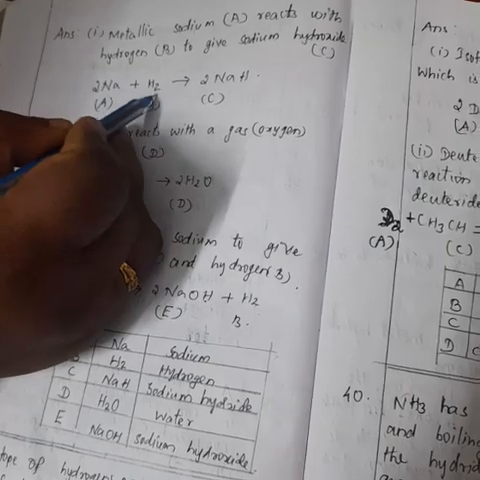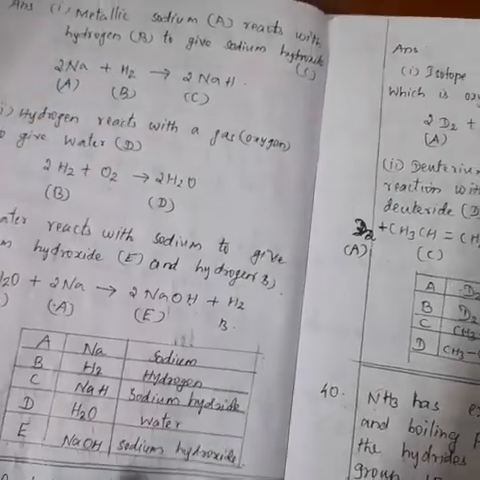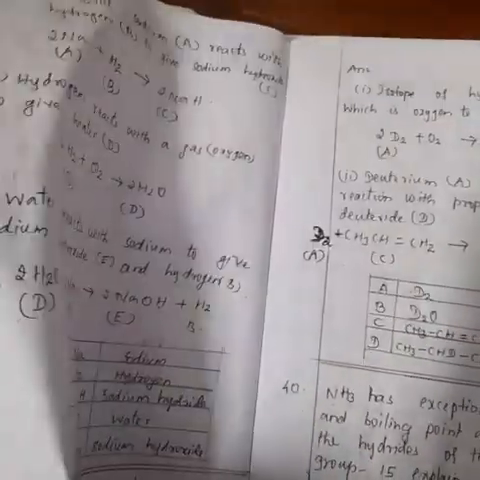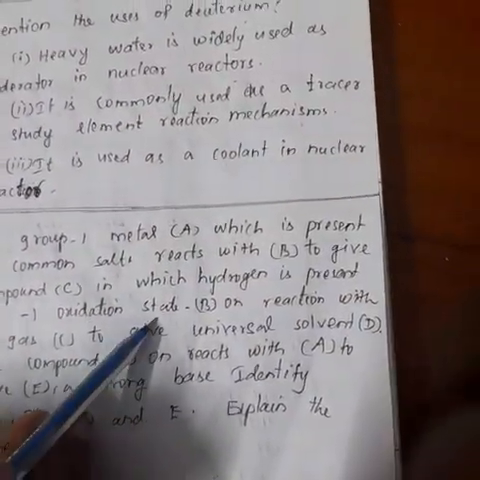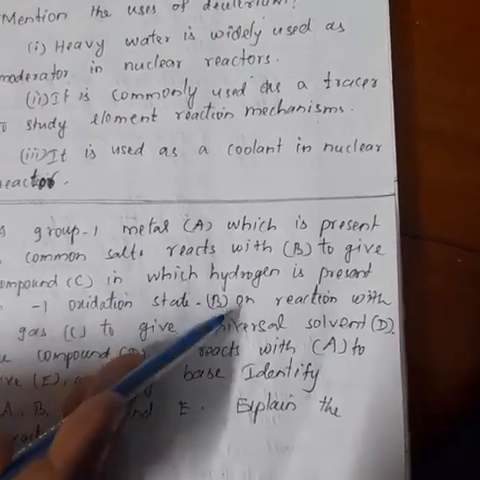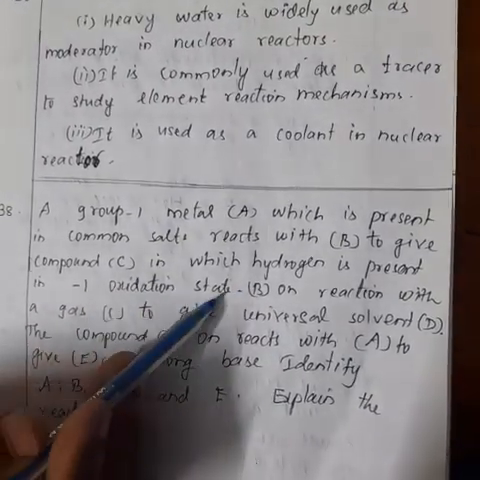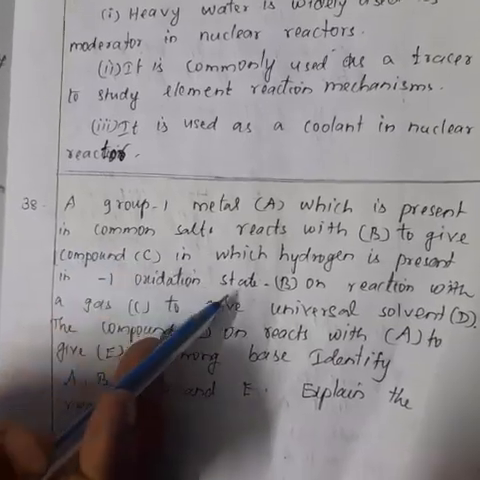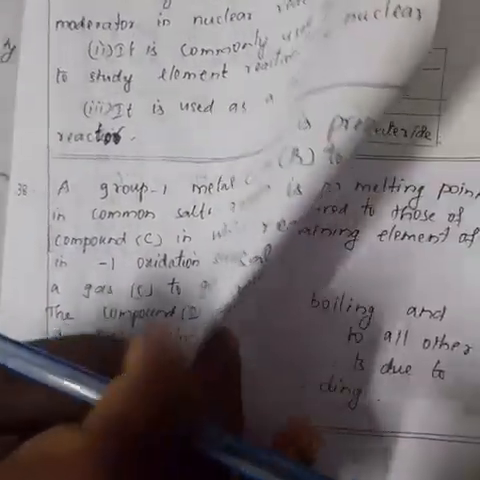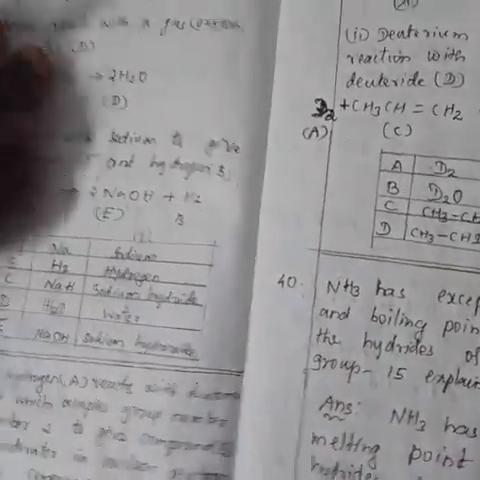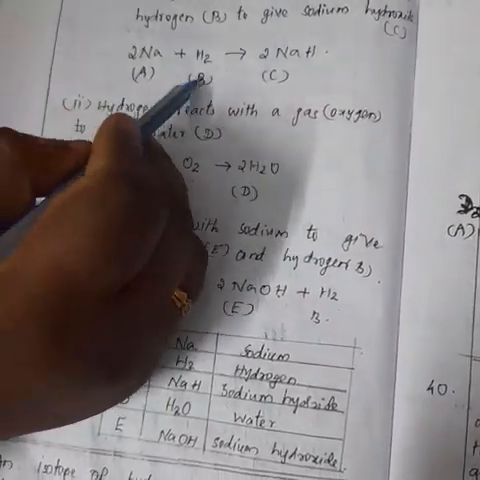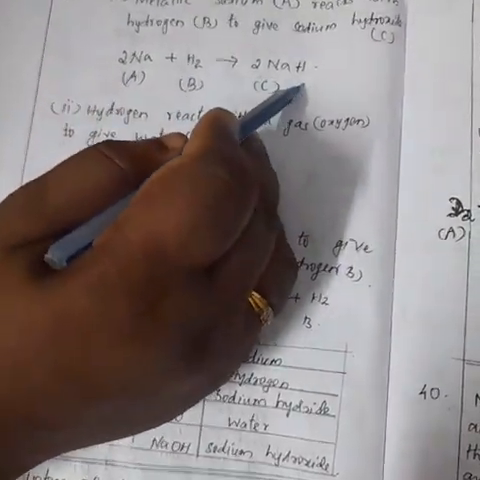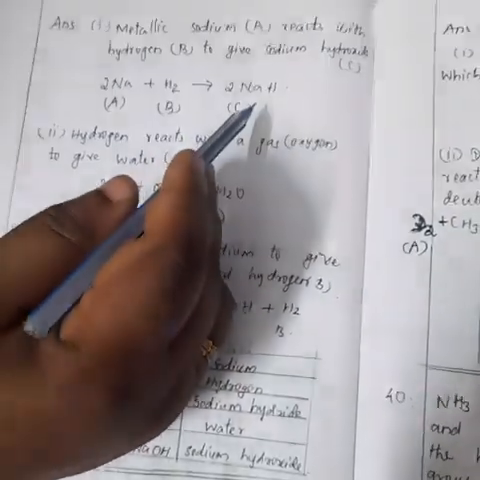When sodium combines with B to give compound C, in which the hydrogen is present in -1 oxidation state. So when sodium combines with hydrogen, we get sodium hydride. In sodium hydride, hydrogen is in -1 oxidation state. We studied clearly. Okay, so here A means sodium, B means hydrogen. Sodium combines with hydrogen to form sodium hydride, where hydrogen is in -1 oxidation state.